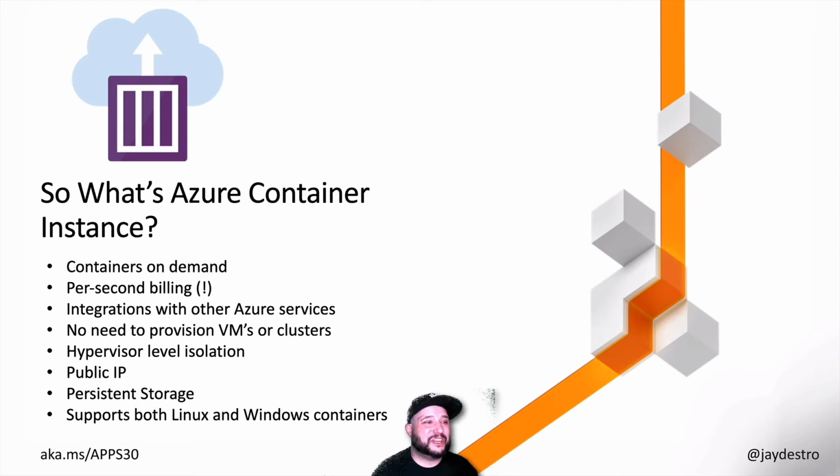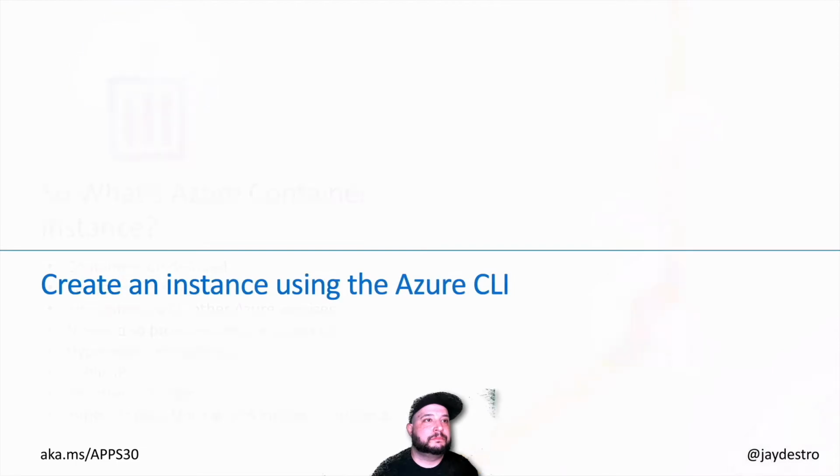You can attach persistent storage. You'll get a public IP. You can use Linux or Windows. I think this is a great idea for people who are starting to get interested in using containers, but don't necessarily need to do a lot with them. So if you want to just do a test of an individual app, you need a container, you need to test it in the cloud because maybe someone else needs to use it, this is a good option for you.